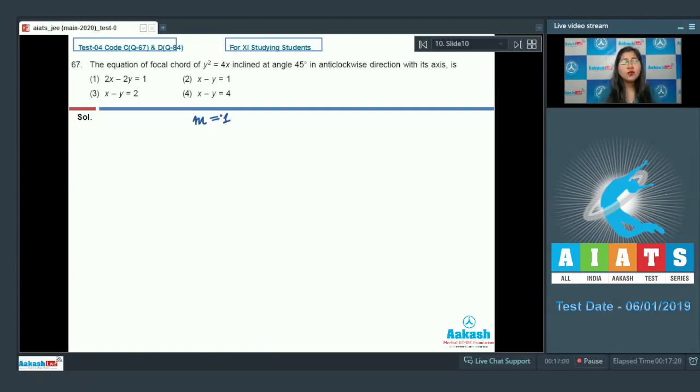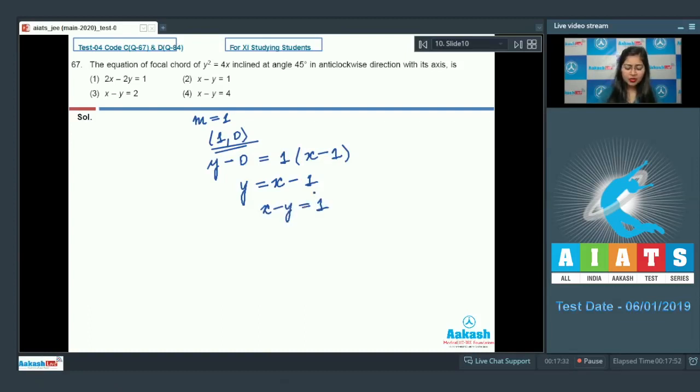Now as the line is a focal chord, it must be passing through the focus. The focus of the parabola y² = 4x is (a, 0), that is (1, 0). Hence the line is passing through the point (1, 0). So the equation of the focal chord can be written as y - y1 = m(x - x1), that is y = x - 1, that is x - y = 1. That is, the correct answer will be option number 2.